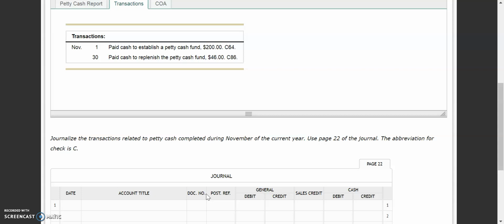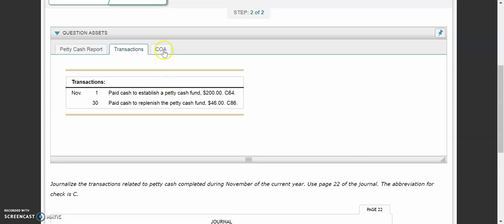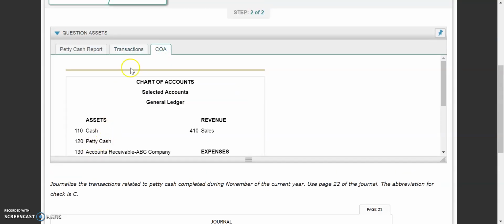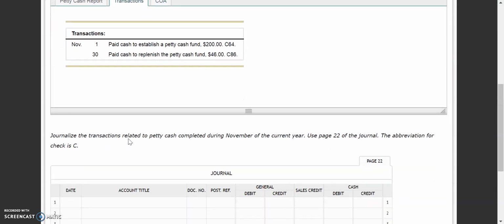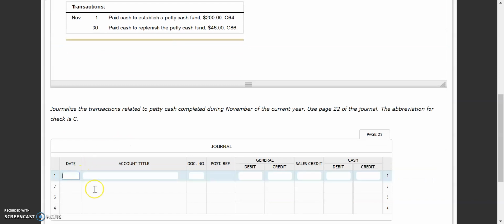So first things first, on November 1st, we paid cash to establish a petty cash fund of $200. Now, I stress this really, really hard in the lecture, and I will do it again. When it says establish, when we establish a petty cash fund, this is the only time we use the account petty cash, because we are establishing it. That's the only time. So down here, since it's the first line, we put November 1st, and we're establishing our petty cash fund. So petty cash is going to be debited.